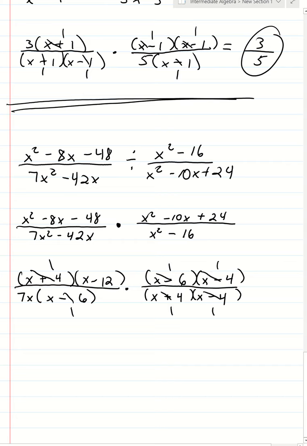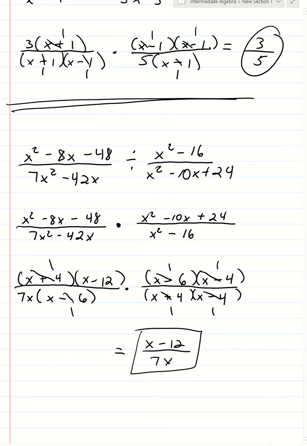They too simplify. So what's left over? But an x minus 12 on the top, as well as a 7x in the bottom. That is your simplified answer. Okay? So it's not only important that we perform the division, it's important that our answer is expressed in simplest form. The key underlying component of all these problems is, of course, the factoring.